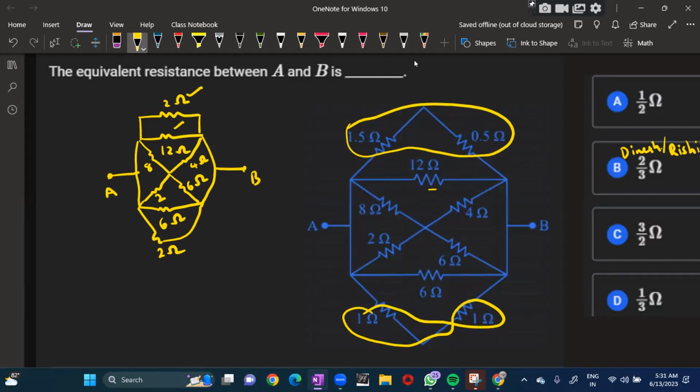Next, 2 ohm and 12 ohm are in which combination? Parallel. So 2 into 12 by 2 plus 12, formula. So 24 by 14. 2 7s are 14, 2 12s are 24. So you can re-simplify like this. 12 by 7.